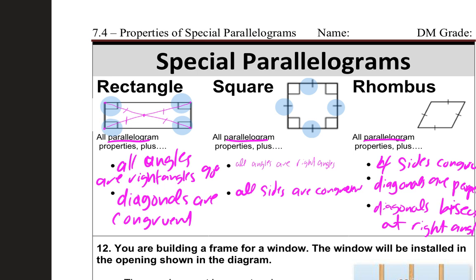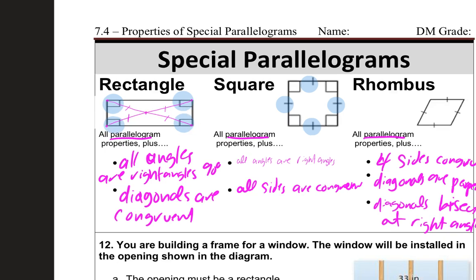We're not going to talk too much about rhombuses today. We talked about how four sides are congruent. That's the main thing we need to keep in mind. Square: all sides are congruent, all angles are right angles. Rectangle: all angles are right angles, but the diagonals are congruent. Keeping that in mind, let's get right into some practice.